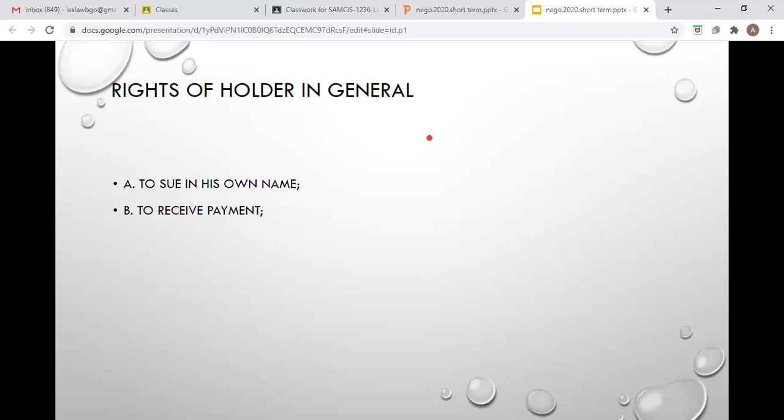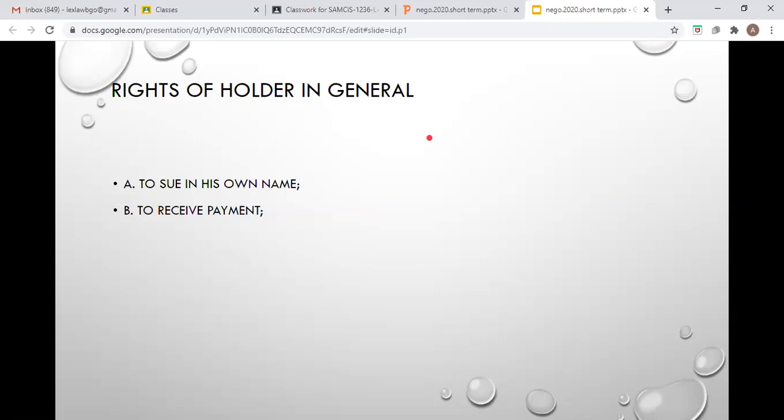Going on further, what are the rights of a holder in general? This also includes the rights of a holder not in due course, a holder simply, or a holder for value who is a holder not in due course. So there are two basic rights of a holder in general: to sue in his own name, and the other one is to receive payment. To receive payment, to be paid. That is his right, even if he is a holder not in due course. And if he will not be paid, then he can bring an action for the enforcement of his right to be paid.